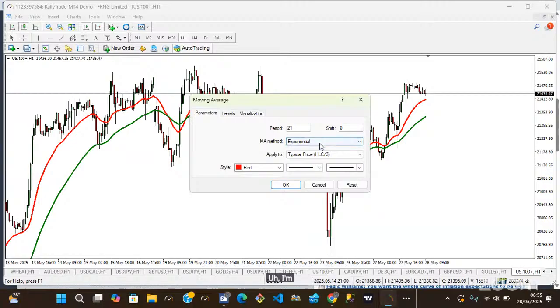I'm using red color for 21. The same thing for 50, the same setting. All right, this is my moving average settings.